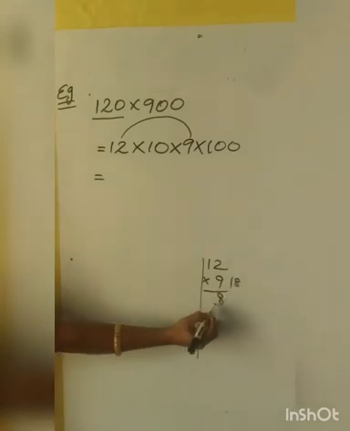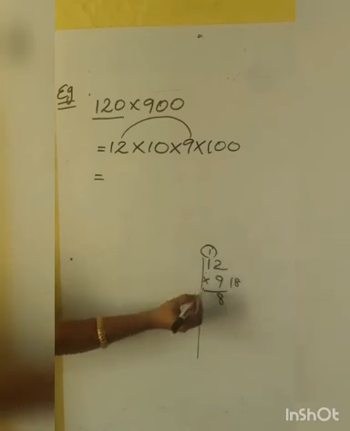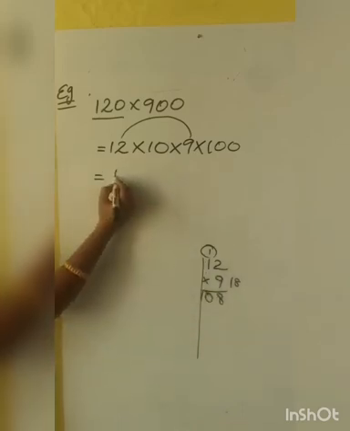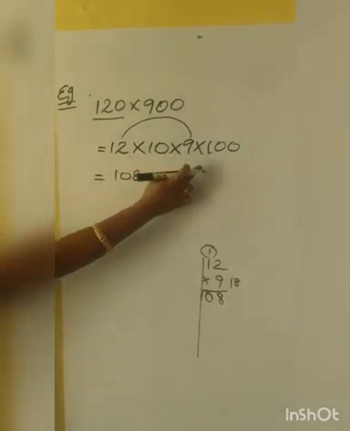So just you can write 18 in the ones place and 1 also goes to carry. 9 ones are 9, 9 plus 1 is 10. So the answer is 108. Next, how many balance numbers?